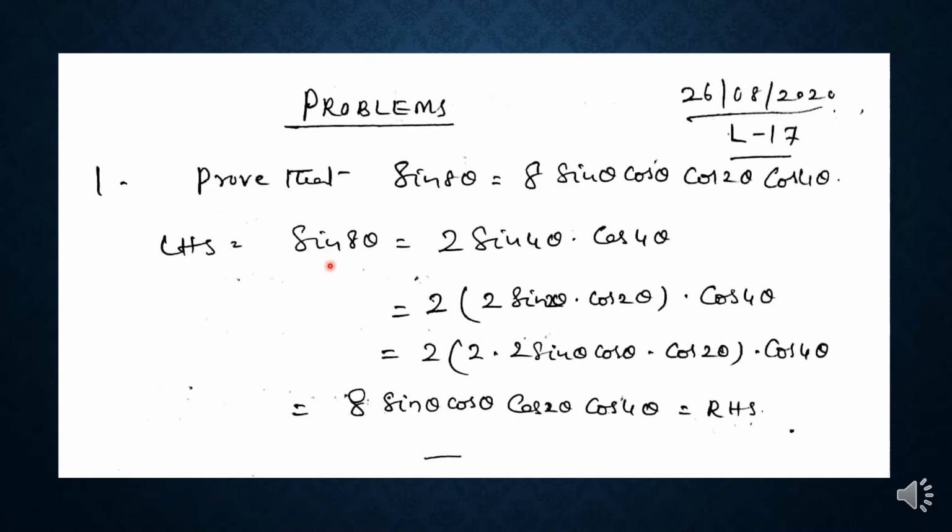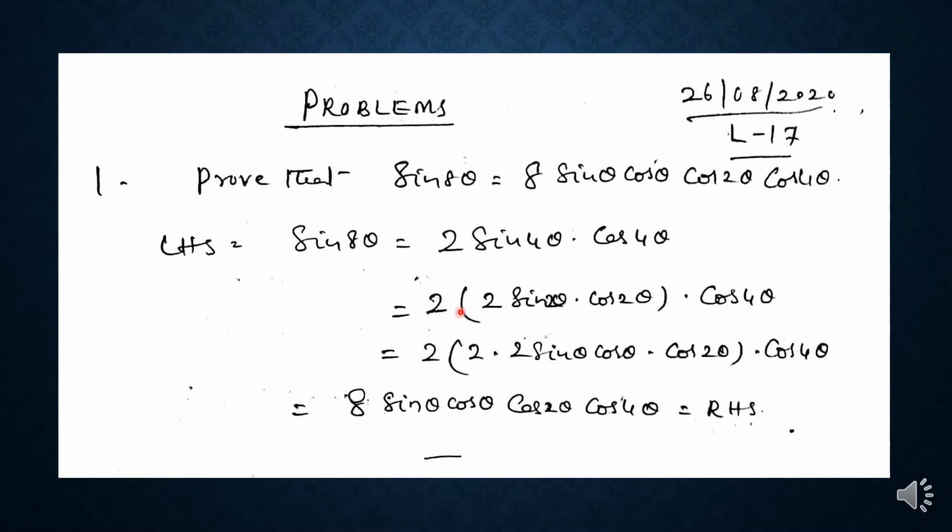So here sin 8 theta can be written in the form of sin 2a. 8 theta can be written as 2 into 4 theta, where a is equal to 4 theta. So we have sin 2a is equal to 2 sin a into cos a. By substituting a is equal to 4 theta, we will get 2 sin 4 theta into cos 4 theta.